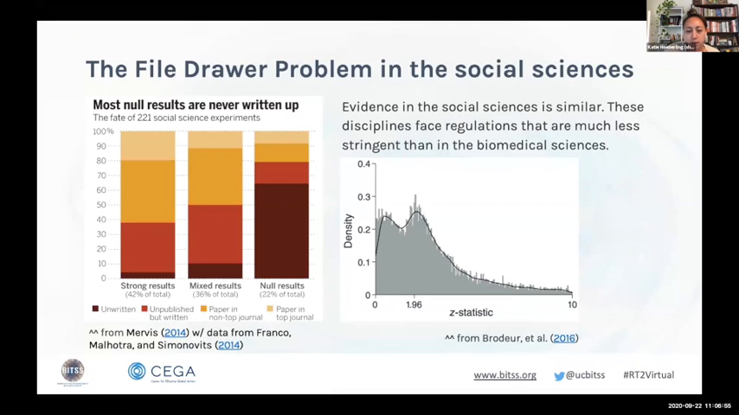I won't explain these figures too much because you've seen them, but it's just to show you that the reporting of null results in the social sciences is pretty similar to what it is in the biomedical sciences, and that depending on the body of literature you're looking at, you can generally find these kind of humped curves, as you can see on the right, that indicate that publication bias is happening. So it's probably fairly safe to assume that there is a similar phenomenon happening in the social sciences.